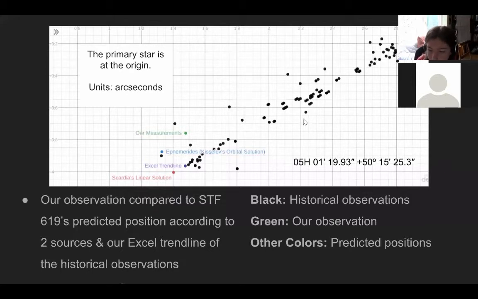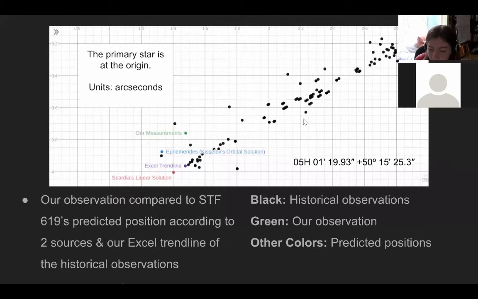Scardia's prediction for the time when our measurement was taken is plotted on this graph in orange. The historical data is shown in black. The purple dot shows a prediction based on our Excel trend line of the data. The primary star is at the origin. The dots show the position of the secondary star.